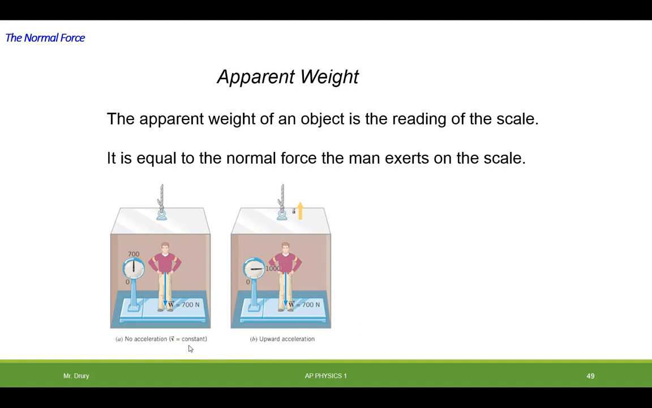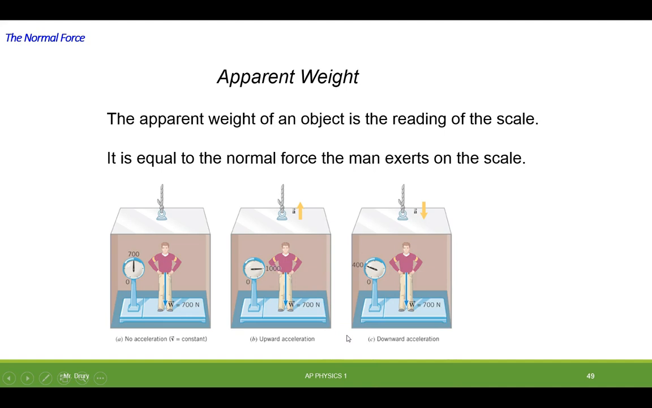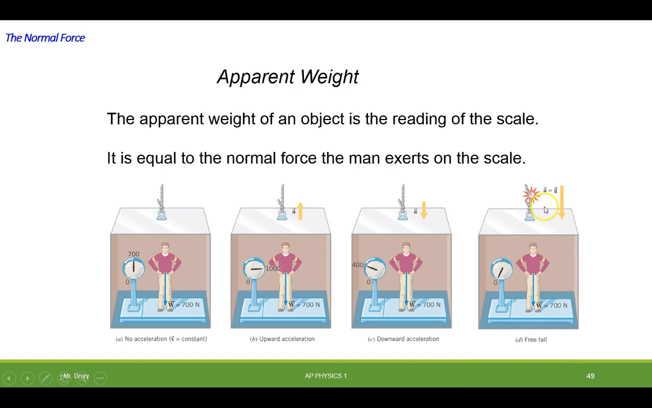Then let's say we have the elevator being pulled upwards. In this case, he still has a weight of 700 newtons, but the scale is going to read more than 700 newtons because not only does it have to lift him, but it has to accelerate him upwards. So it'll momentarily look like he weighs more while he's accelerating upwards. And the same thing is true if the elevator is accelerating downwards, but opposite. He still weighs 700. But if the scale is dropping out from underneath him, it is an apparent weight that's only 400 newtons. And this is really interesting, but if the cable itself breaks and the scale is in free fall, he weighs 700 newtons, but the scale will read nothing because it's falling out from underneath him.